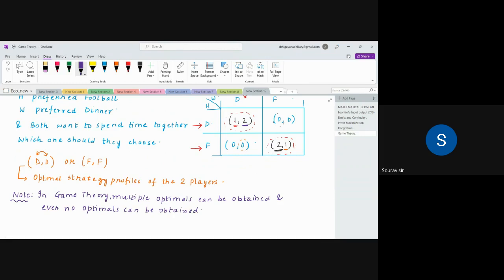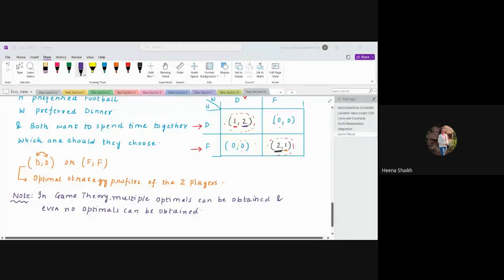So, when no optimals can be obtained, that kind of situation is called an indeterminate solution, something like that. It's not really indeterminate, Hina. I don't recall reading it in any of the books that I have come across till date. Maybe it's there in some other, but it's not really indeterminate. We simply say that the game is not solvable.